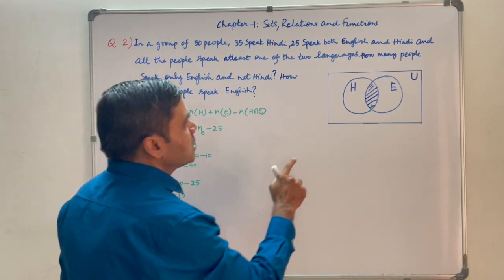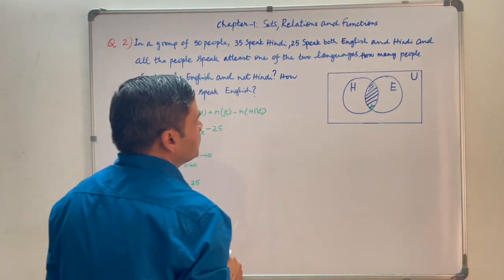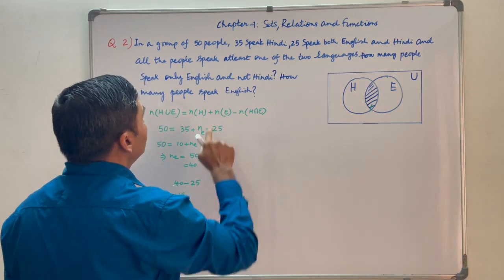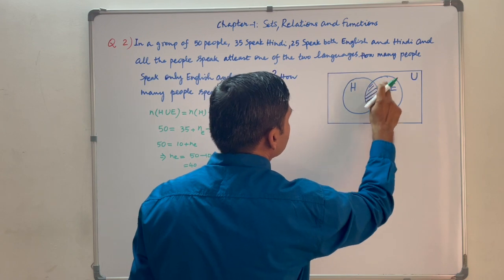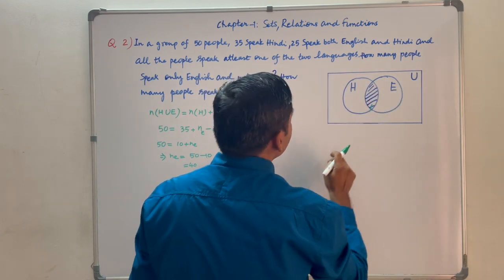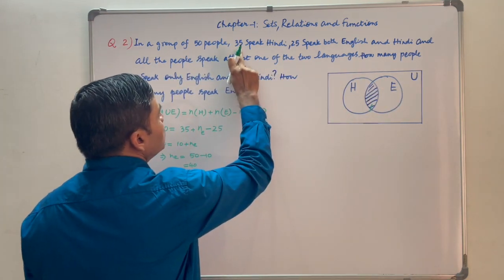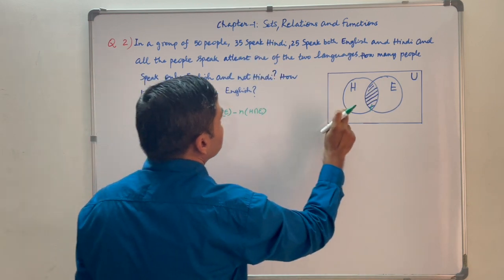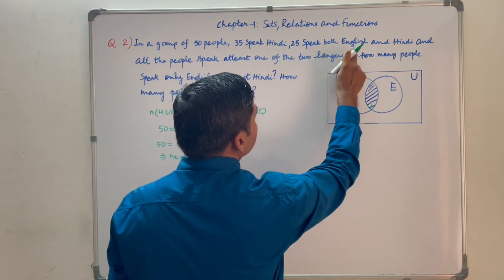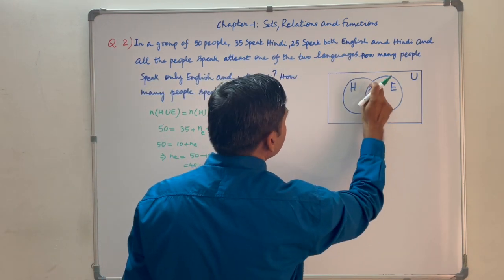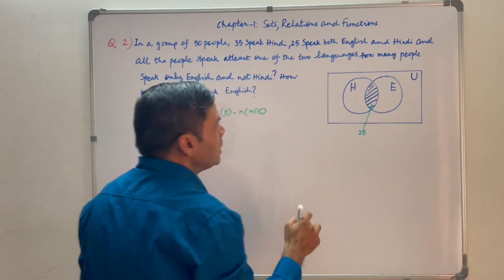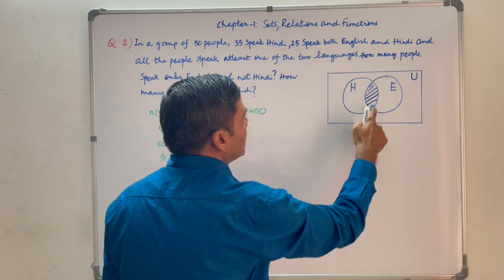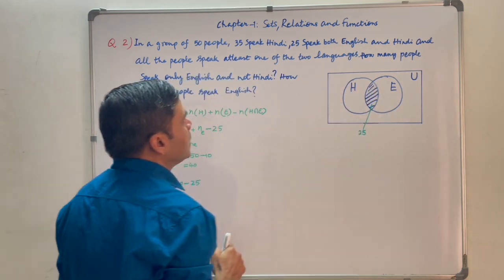We can solve this question by Venn diagram also. So let us see how. Total is 50 people, means union of H and E is 50, and number of people who speak Hindi is 35, and 25 people speak both the languages. So this common part is 25. So we have figured out 25 people speak both the languages. So this portion is 25.